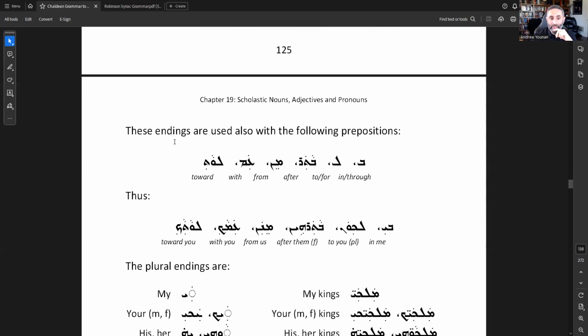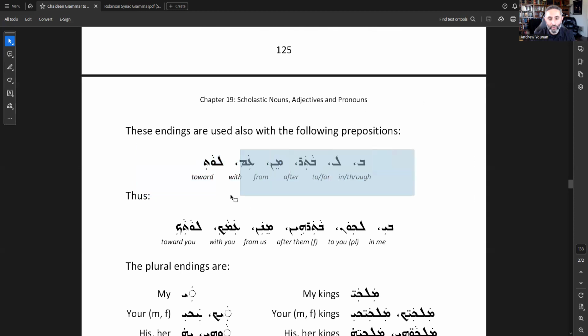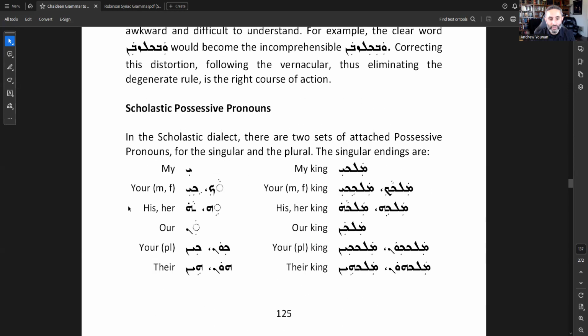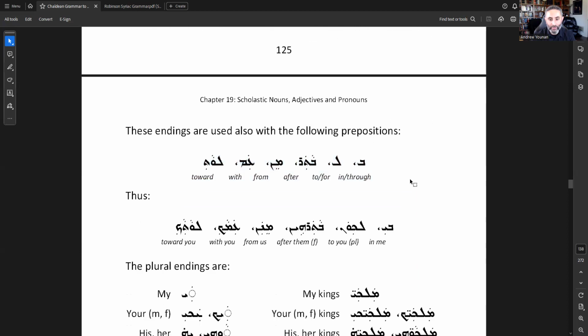Now, these endings are also used with the following prepositions. This is very important to pay attention to. These six prepositions use this set of endings, not the second set. So this set of prepositions: beth, in or through; lemeth, to or for; bathur, which means after; min, which is from; am, which is with; and luath, toward.